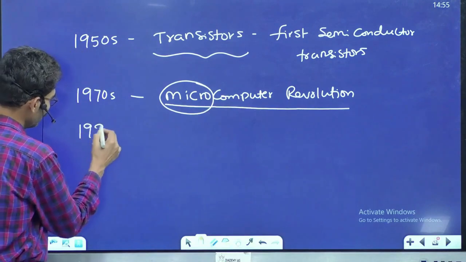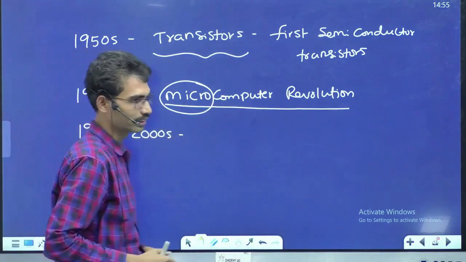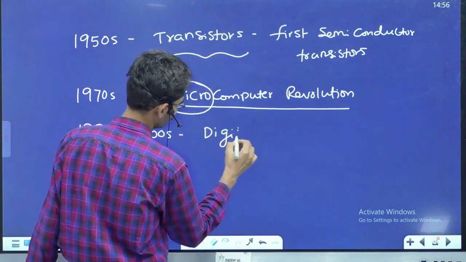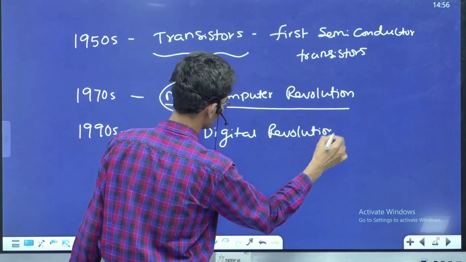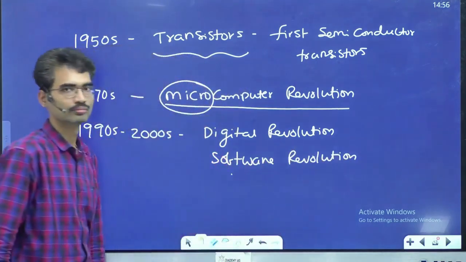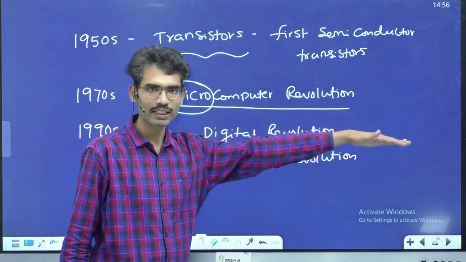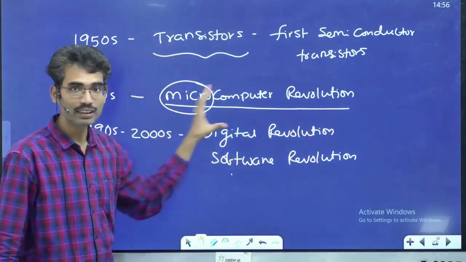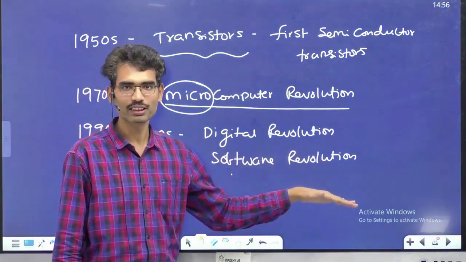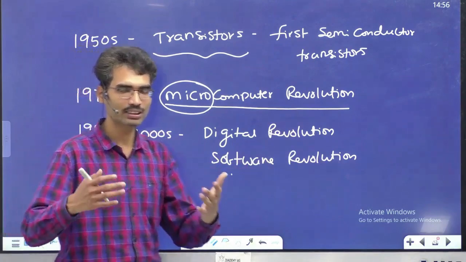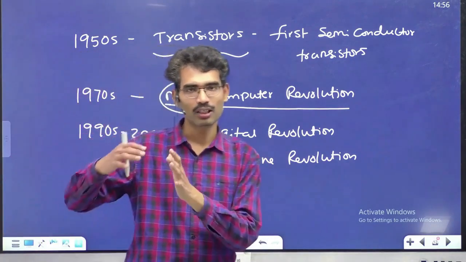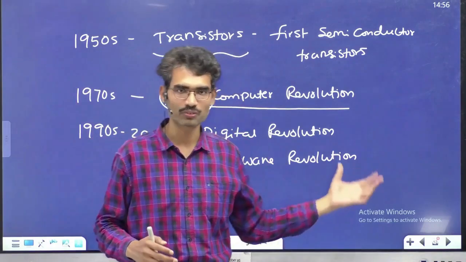In the 1990s and early 2000s, we see the digital revolution or software revolution. So in the 1970s, Bill Gates, Steve Jobs, Intel, are examples of the microcomputer revolution; 90s and 2000s, the digital revolution, the software industry. It was also the time India opened up with liberalization, LPG reforms. India benefited from this digital revolution. Today, one of the strongest exports of India is the software industry.